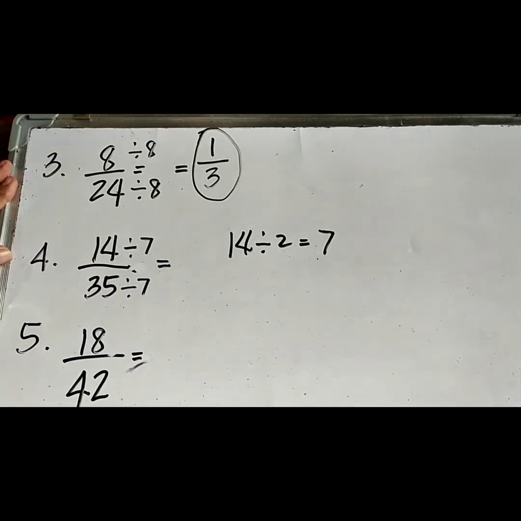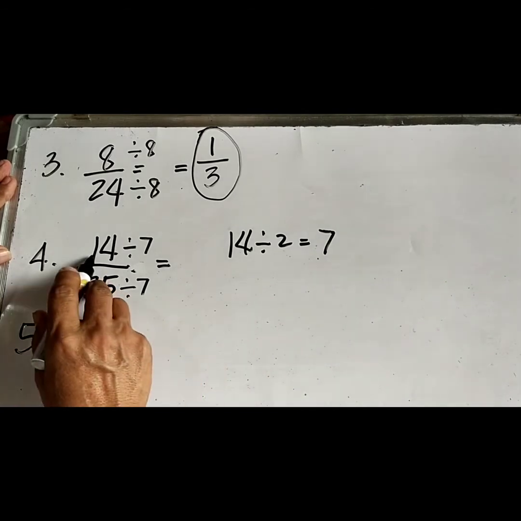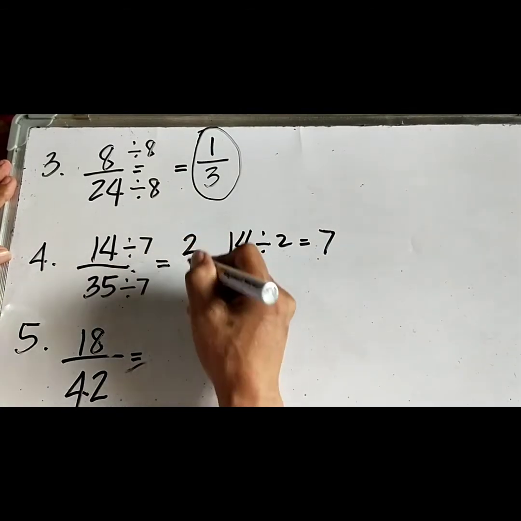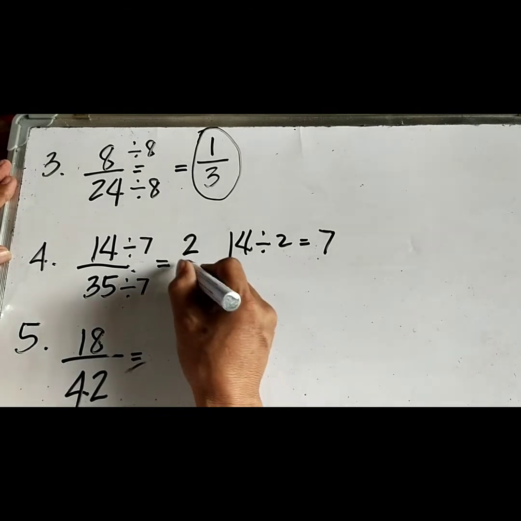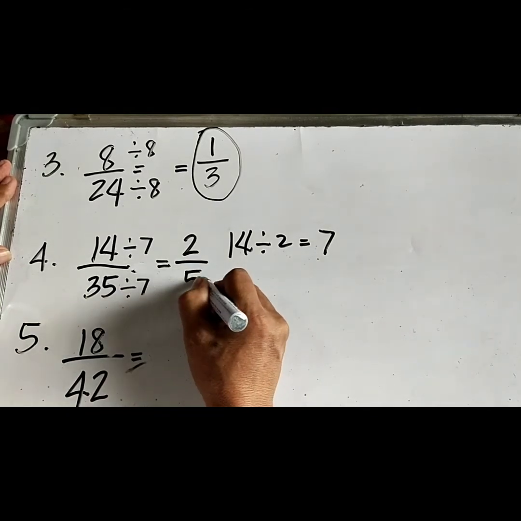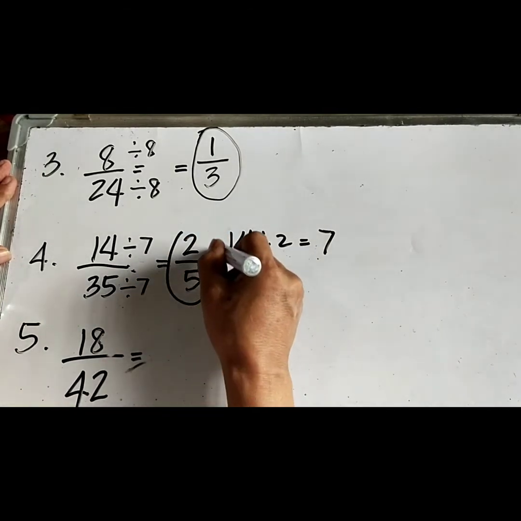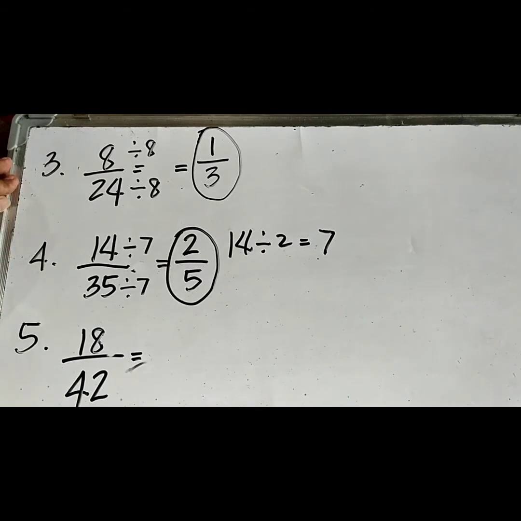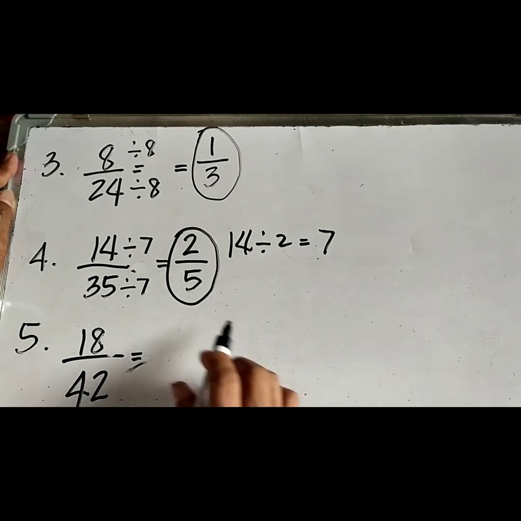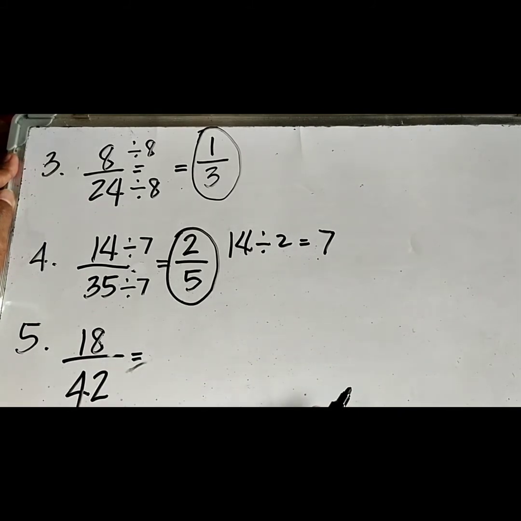Okay, what's next? 14 divided by 7 will give you 2. 35 divided by 7 will give you 5. So automatically your answer will become the lowest term of the fraction. By looking at the fraction itself, you can no longer reduce this one because 5 is now a prime number.